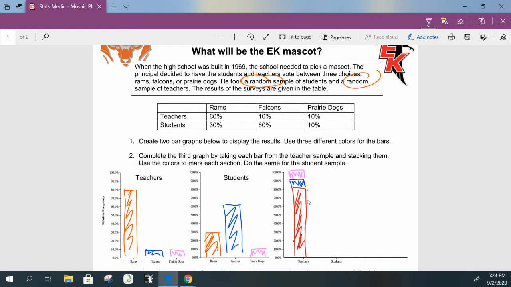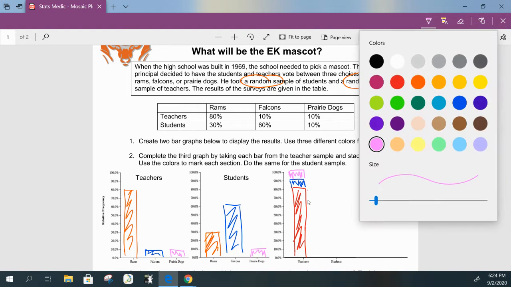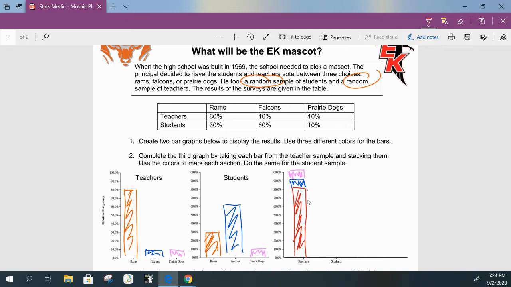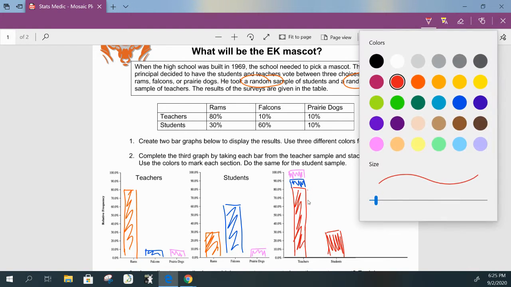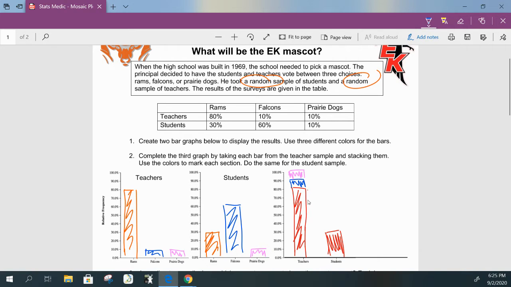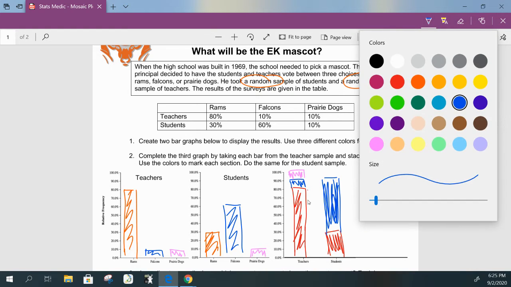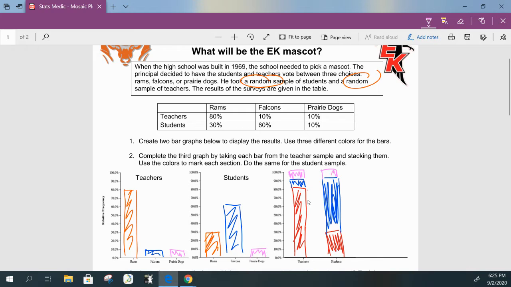And then we're going to do the same thing for the students. Starting in red, we had 30%. Side by side. Blue. And we had 60, so that takes us all the way up to 90. More like the Leaning Tower of Pisa here. And then the last one in pink is... So when we see them side by side, there's a very big difference between the red and the blue, between the Rams and the Falcons.